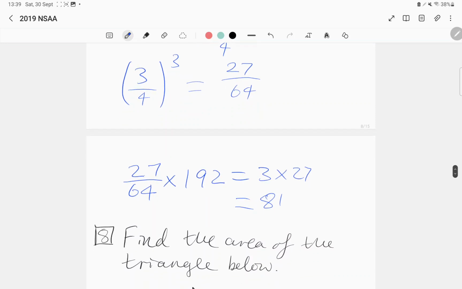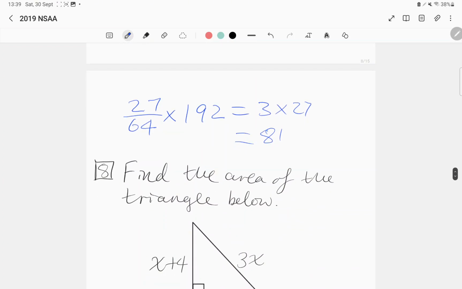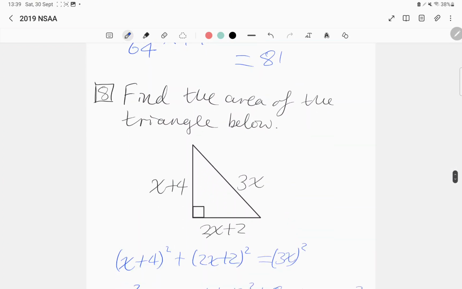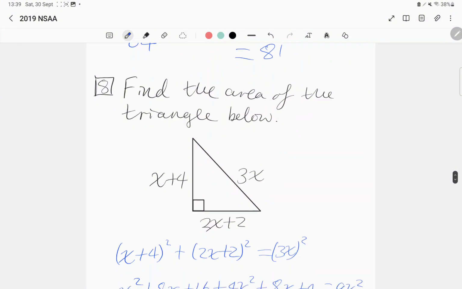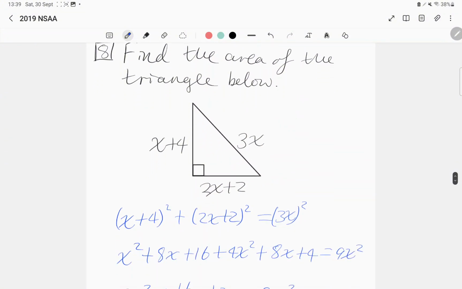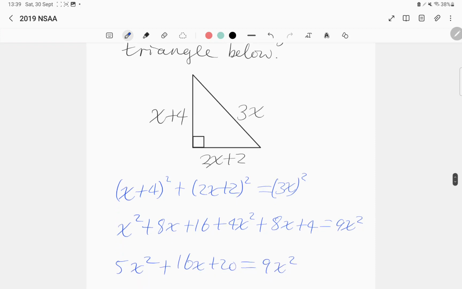Now let's move on to question 8. Find the area of the triangle below. From Pythagoras' theorem, we have (x+4)² + (2x+2)² = (3x)². This expands to x² + 8x + 16 + 4x² + 8x + 4 = 9x².